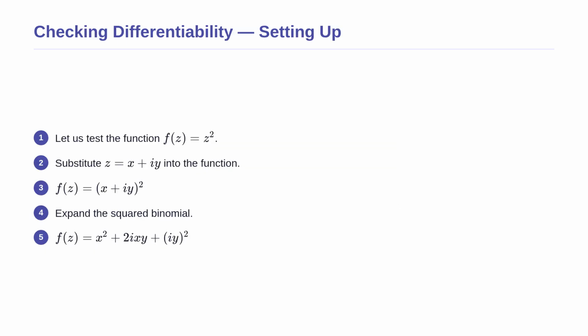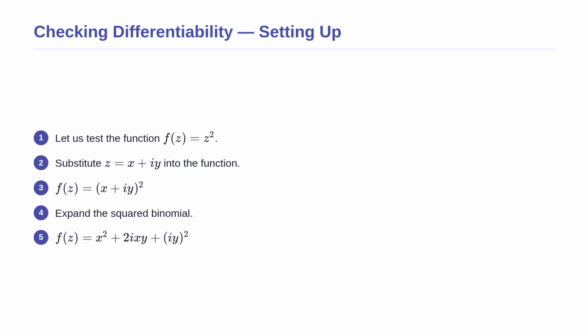Before we prove why these equations work, let us see them in action with a concrete example. We want to determine if the basic polynomial function f of z equals z squared satisfies the Cauchy-Riemann equations. We are given the function and we are asked to find its partial derivatives to check for differentiability. To solve this, our first step is to express z squared in its expanded rectangular form. We substitute z with x plus i times y.